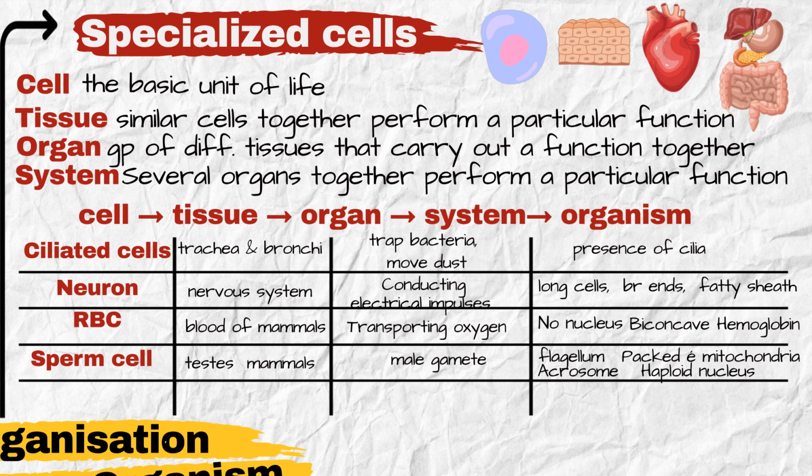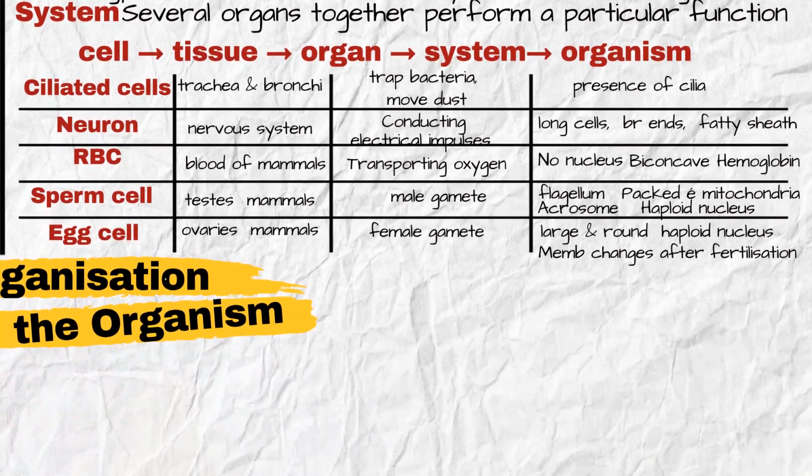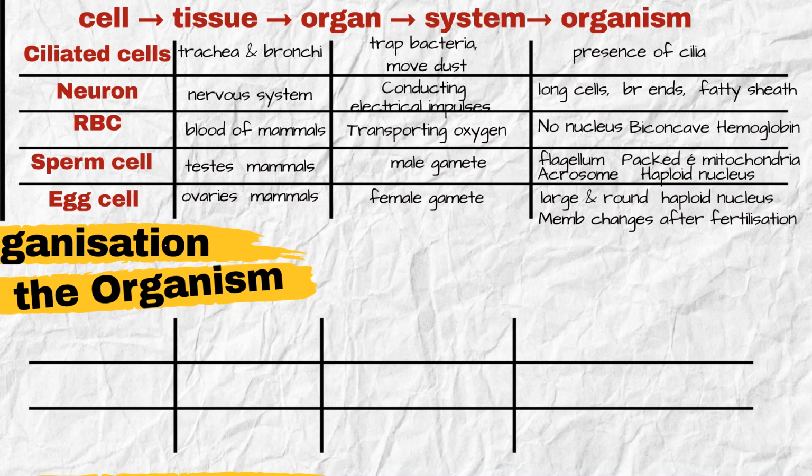Fifth, egg cell. Place, produced in the ovaries of mammals. Function, the female gamete in reproduction. To do this function, it is adapted to be large and round, contains nutrients for the embryo, and has a haploid nucleus, half the genetic material. Its membrane changes after fertilization to block other sperm. Regarding specialized cells in plants.